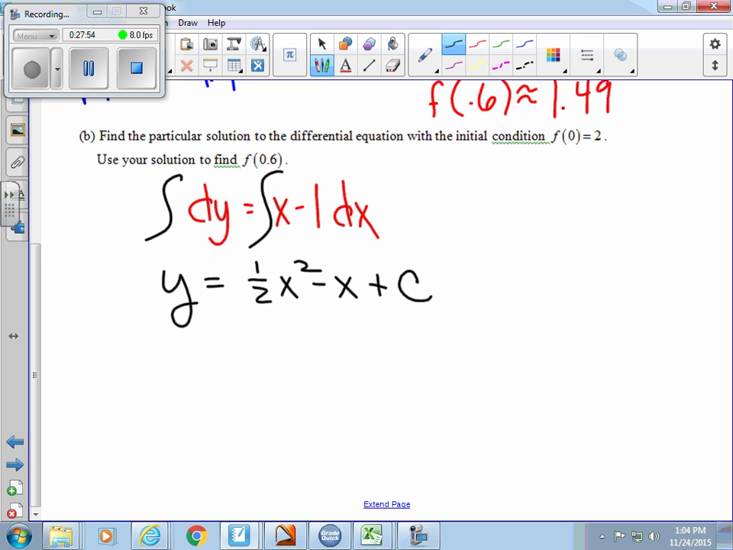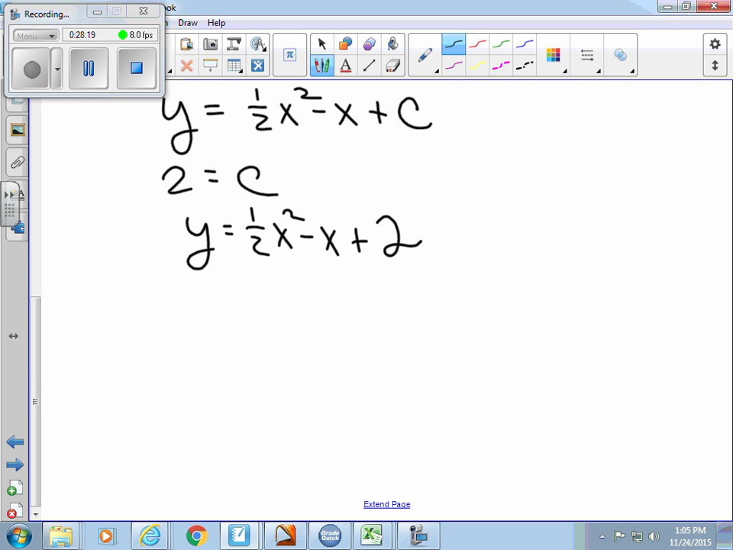Now what? We feel like we just went back in time. Simplicity of the differential equation. Put 0 in for x, 2 in for y. So c is 2. So y equals 1/2 x squared minus x plus 2. So that's f of x. So what would f of 0.6 be?